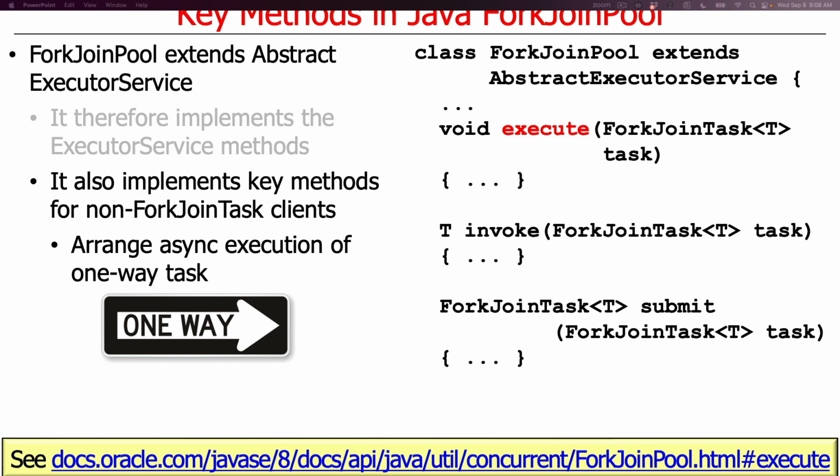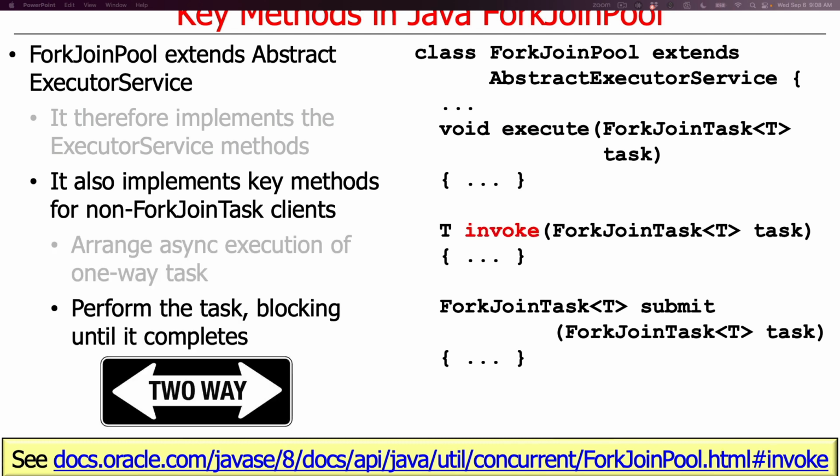Execute arranges to run this task in a one-way manner, not getting back a result. And it'll execute this and invoke it to run asynchronously with respect to the caller. So that's for asynchronous tasks that don't return anything. Invoke, which is what you need to be aware of for this class, will perform the task that's passed as a parameter, blocking until the task completes. You get a result back from that. So it's a two-way call.